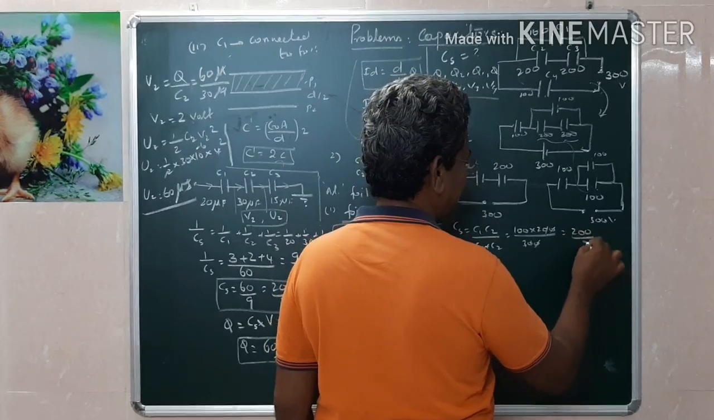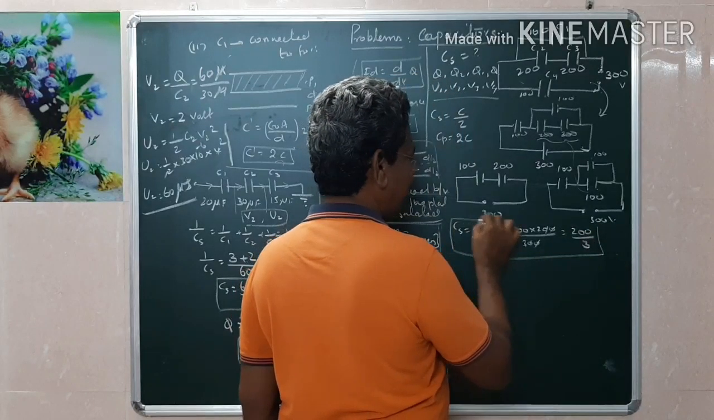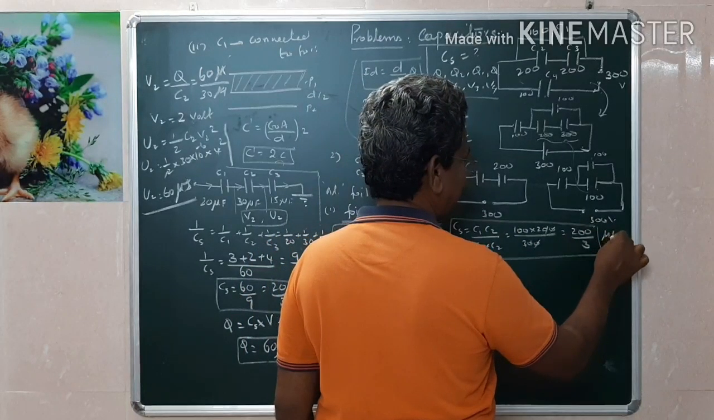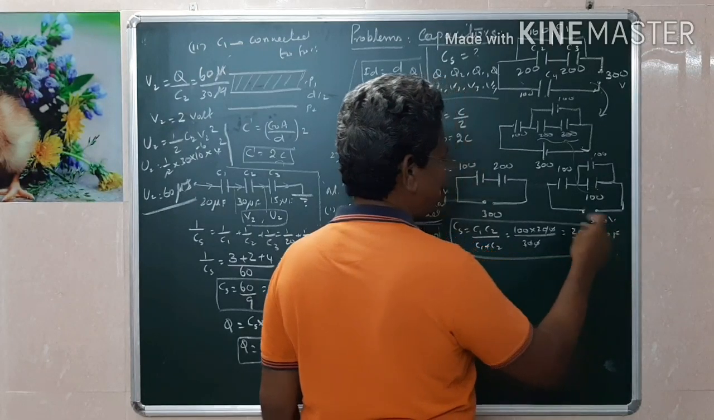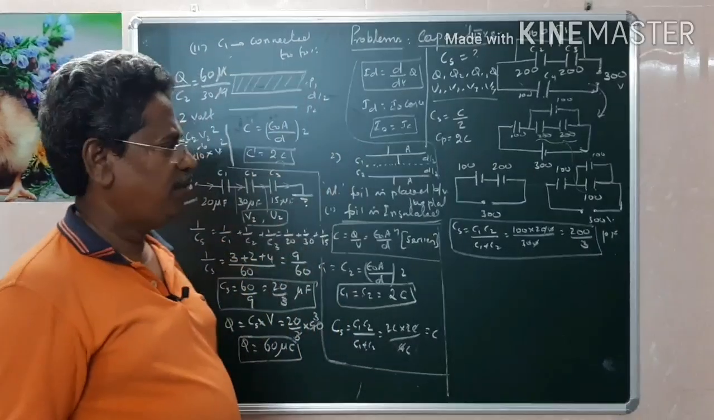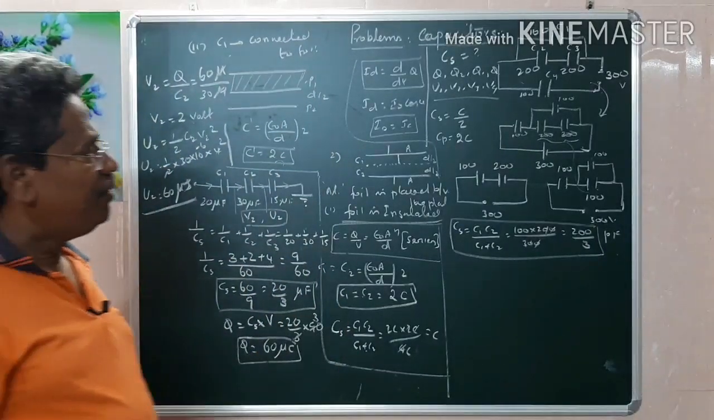200 by 3. This is the equivalent capacitance. Therefore, I find the equivalent capacitance equal to 200 by 3 picofarad. Each time you need not write picofarad; finally you can put nothing wrong. That's all. Then you come to this one.